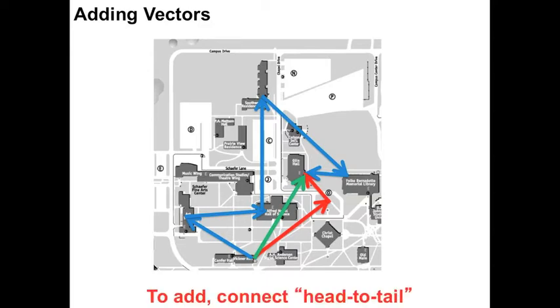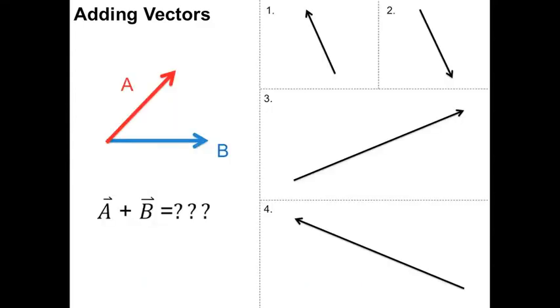So to add them, all you're going to do is connect the vectors head to tail and form a path where the arrows tell you which direction you're traveling along the path. Now we want to consider exactly how we add multiple vectors. How do we do this graphically?